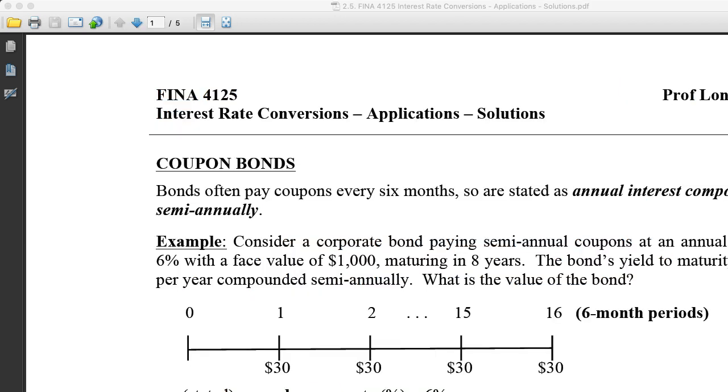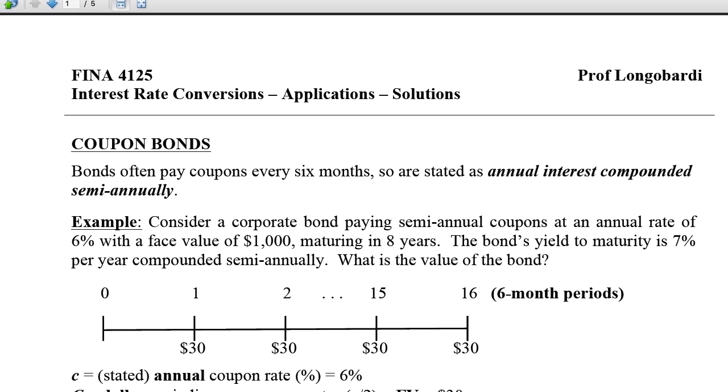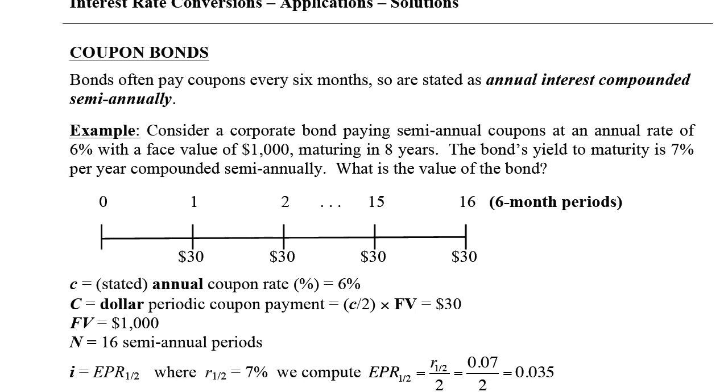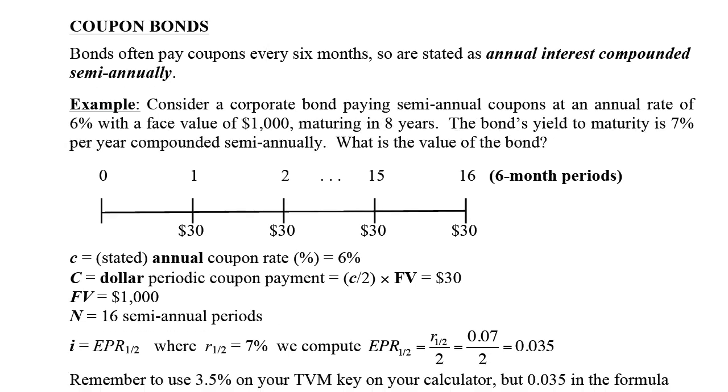So let's look here. We have the problem of coupon bond. Bonds often pay every 6 months, so they are stated as annual interest compounded semi-annually. Example, consider a corporate bond paying semi-annual coupons at a rate of 6% with a face value of 1,000.